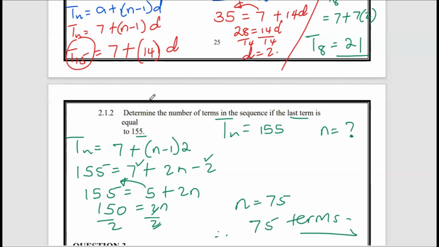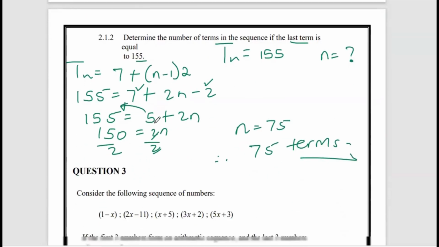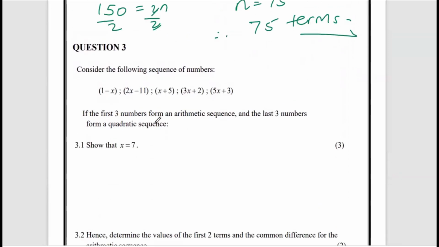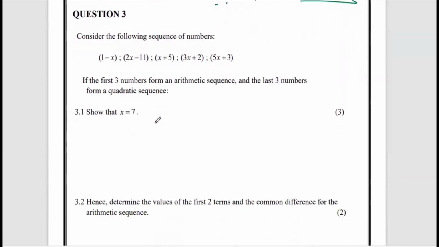All right, question number 3, example 3. Consider the following sequence of numbers. Okay, so we have this, that, and that. If the first 3 numbers form an arithmetic sequence, in this case I'm only going to focus on the arithmetic part, and then the last 3 numbers form a quadratic. So these ones form what we call the quadratic. The first 3 are arithmetic, can we show that x is equal to 7?